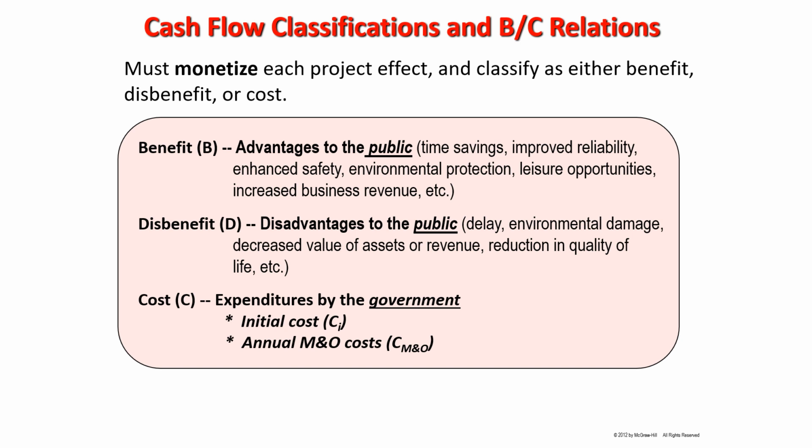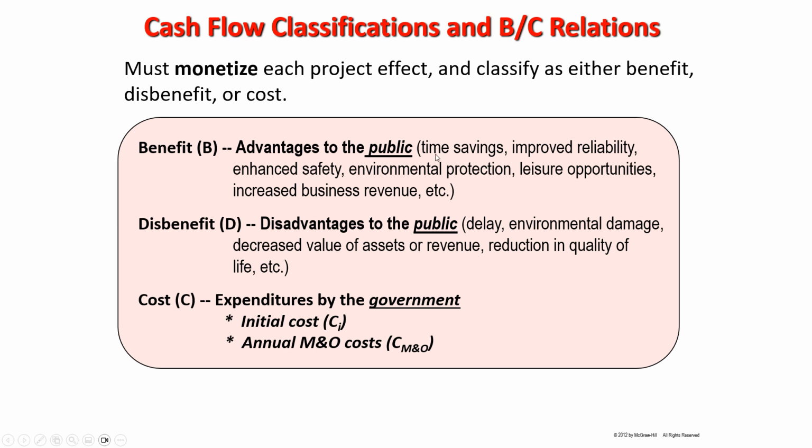Anybody want to guess what ratio is the dividing line between a good project and a bad project? If it's not less than 1. 1 is the dividing line. 1 would mean the benefits and the costs are equal. So when the ratio is greater than 1, that tells you that you've got more advantages to the public.